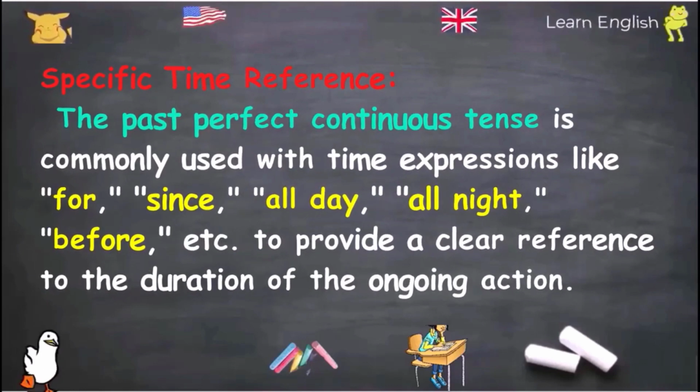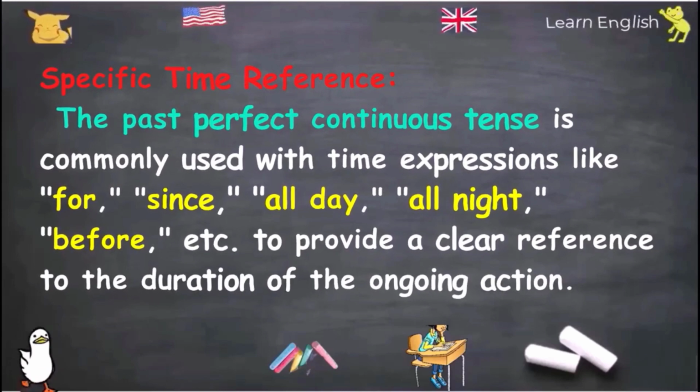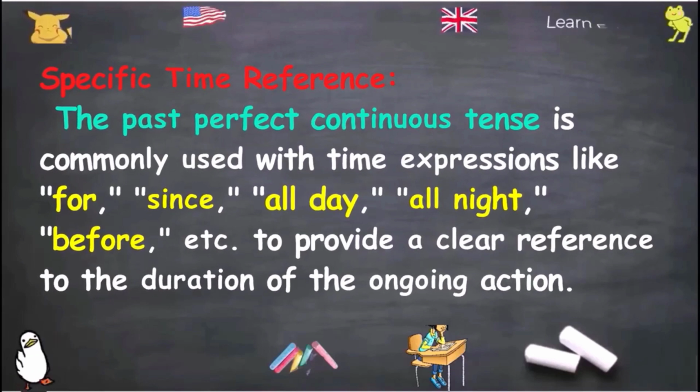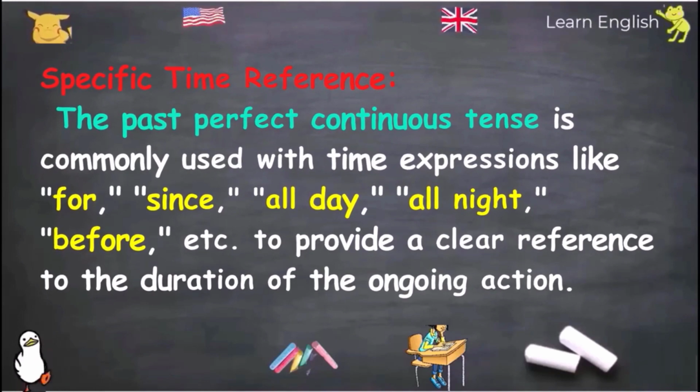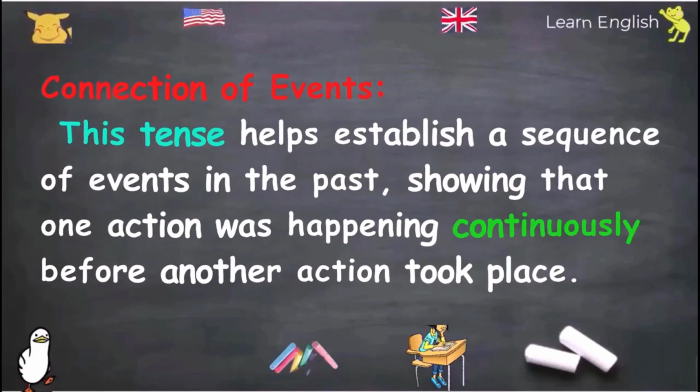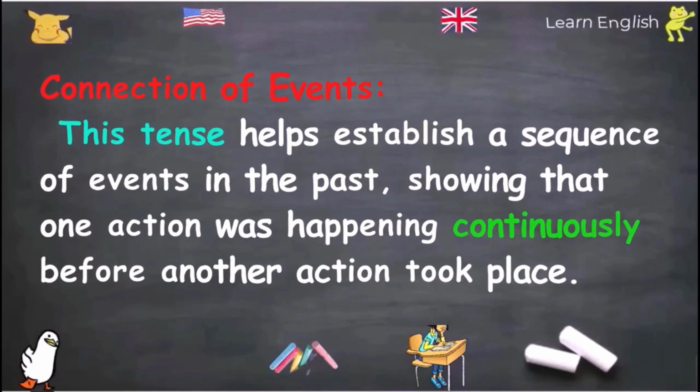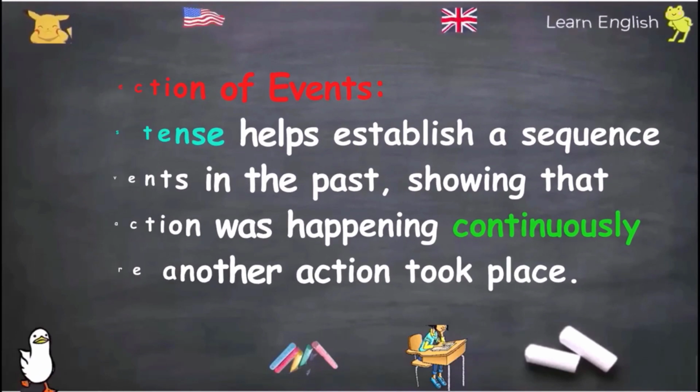Specific time reference. The past perfect continuous tense is commonly used with time expressions like for, since, all day, all night, before, etc. to provide a clear reference to the duration of the ongoing action. Connection of events. This tense helps establish a sequence of events in the past, showing that one action was happening continuously before another action took place.